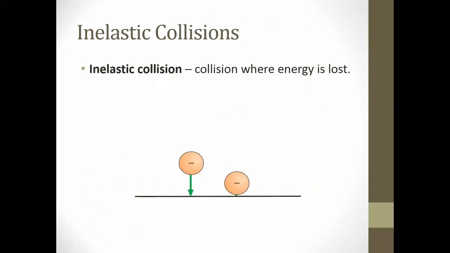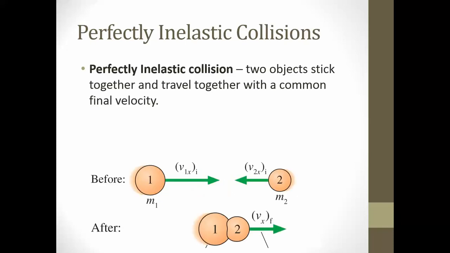We also have inelastic collisions. An inelastic collision is a collision where, and the important point is, the energy gets lost. But the specific type of inelastic collision we're going to consider is a perfectly inelastic collision. In a perfectly inelastic collision, our two objects come together, they stick together, and they travel together with a common final velocity.